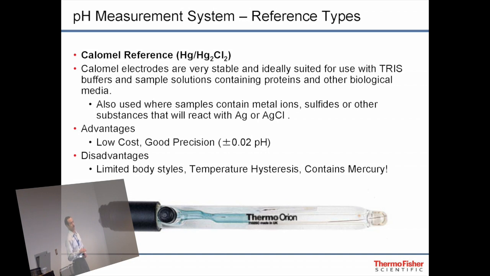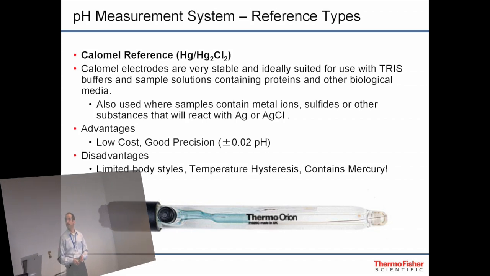Most manufacturers have stopped making calomel electrodes. We did a few years ago. Some still do, so just be aware that if you're buying a calomel electrode, there's mercury inside. It had some advantages and disadvantages, but I'm not going to spend a lot of time on it because they're pretty hard to find anymore.